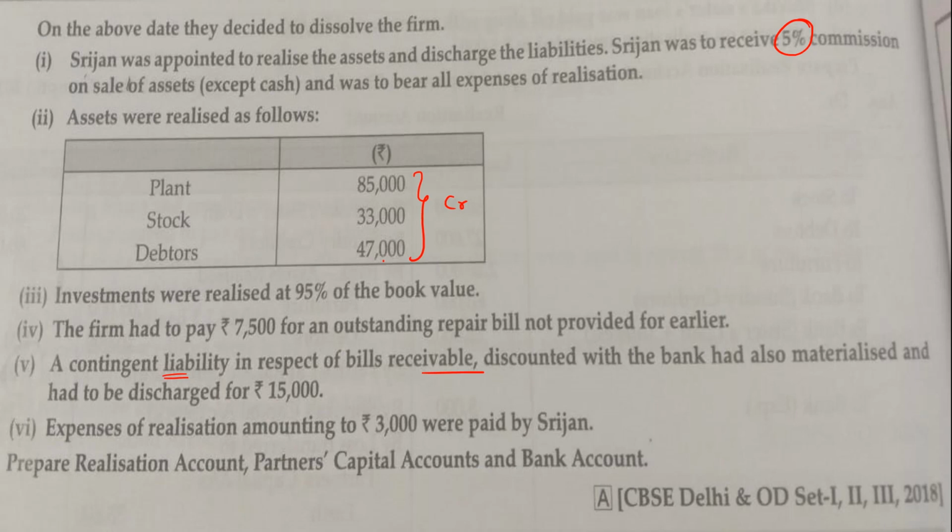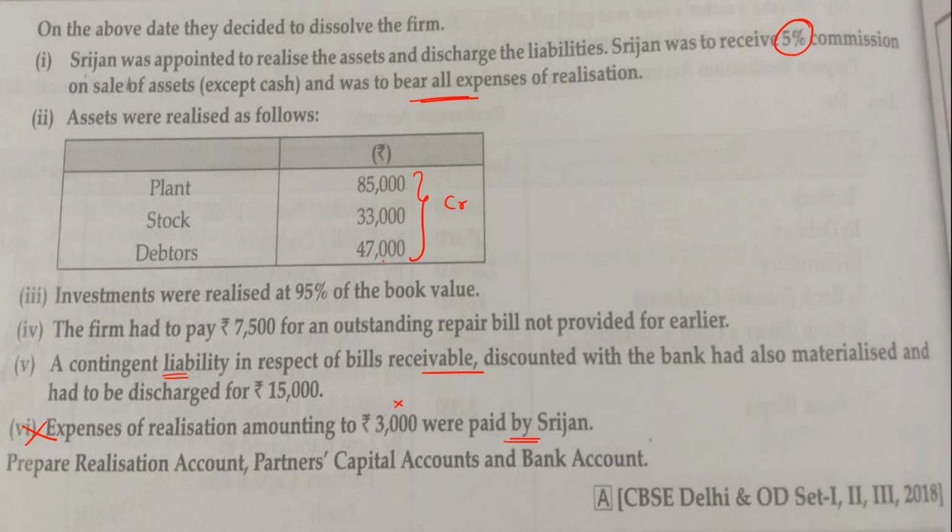And last one is the expense of realization amounting to 3,000 were paid by Srijan. Now important point, Srijan has been asked to bear all the expense of realization and he only paid it. So it doesn't matter, this particular amount will not come into the books of the firm here at all in the realization account. That has to be kept in mind. So this you can ignore because he is being remunerated to take care of all the activities and the expenses and he paid it as well. So nothing in the books of the firm. So I hope it is clear.